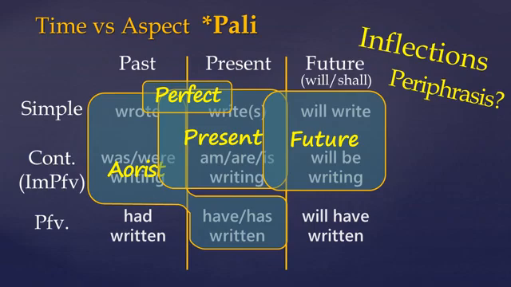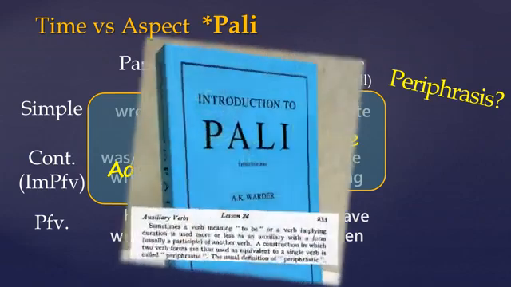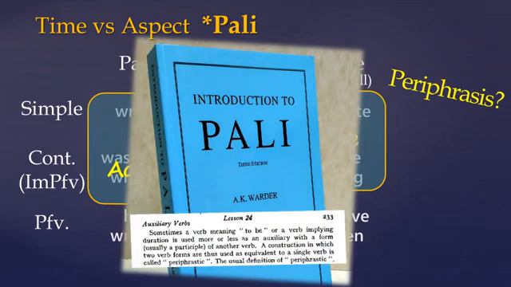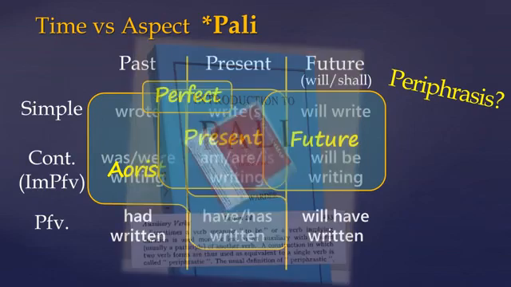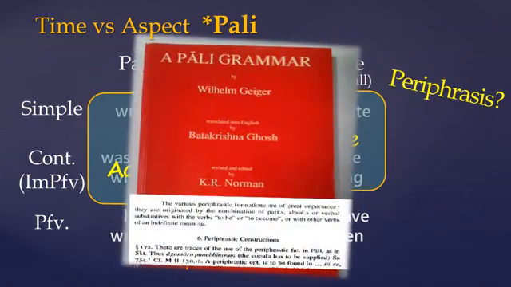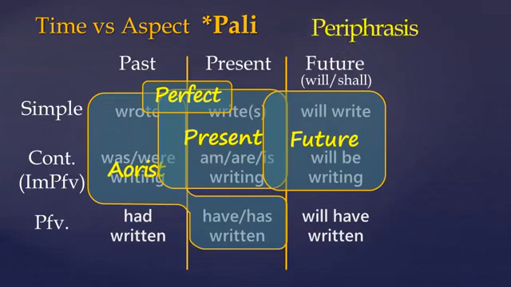The only brief sections I've found are in Warder's Introduction to Pali, where he spends part of lesson 24 looking at auxiliary verbs, and Wilhelm Geiger, in his Pali grammar, although he states that the various periphrastic constructions are of great importance, he then barely devotes 2 pages to the subject. If anyone has more information or has an opinion on this subject, please mention it in the comments below.